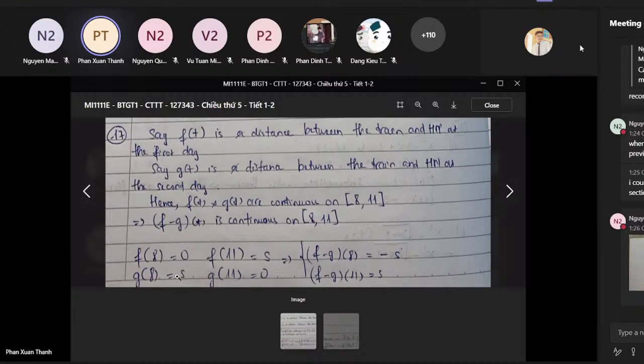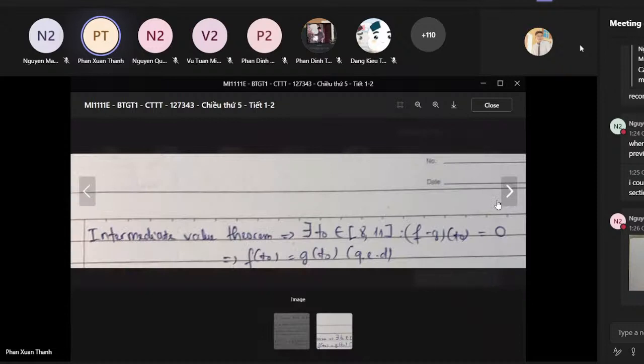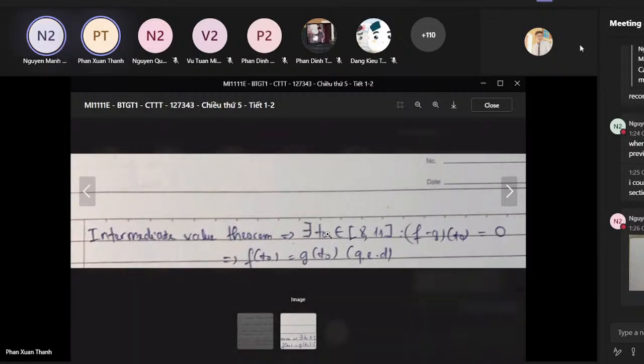So let me check at t equals 0. The function, the difference between f and g, takes a negative value and also a positive value. Then by the intermediate value theorem, there is a point where the function equals 0. I think that's the correct solution for exercise number 17.